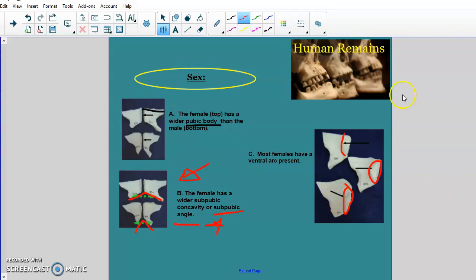And so those are the three indicators, okay? So a wider pubic body for females than males. The subpubic angle in females will be obtuse. The subpubic angle in males will be acute. And then whether or not a ventral arc is present. Those are your main indicators for sex.